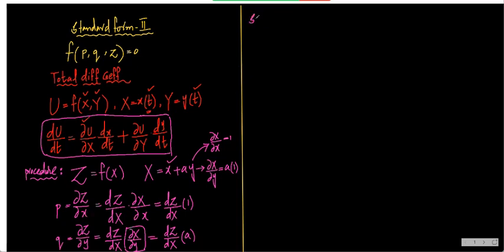Solve. Z is equal to P square plus Q square. Solution. So is it the standard form 2? Because of this form, P involved, Q involved, even though Z is also involved. So how to start our solution?